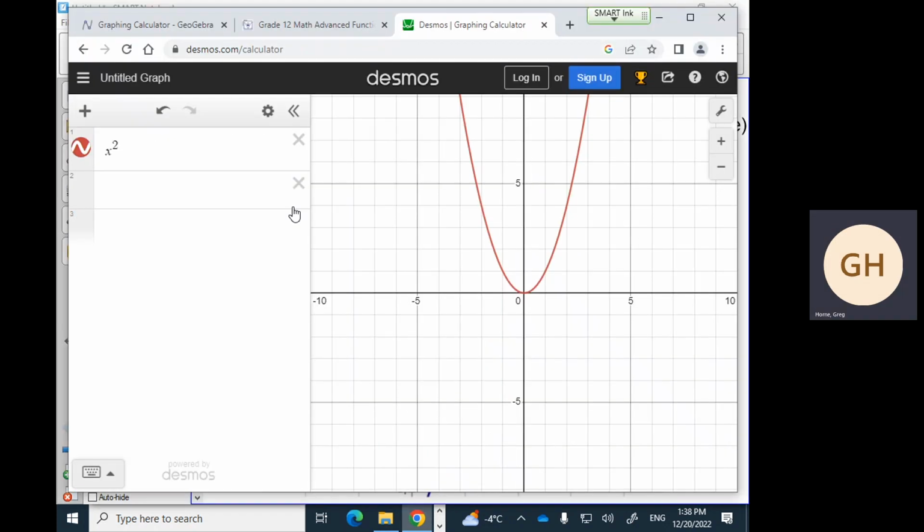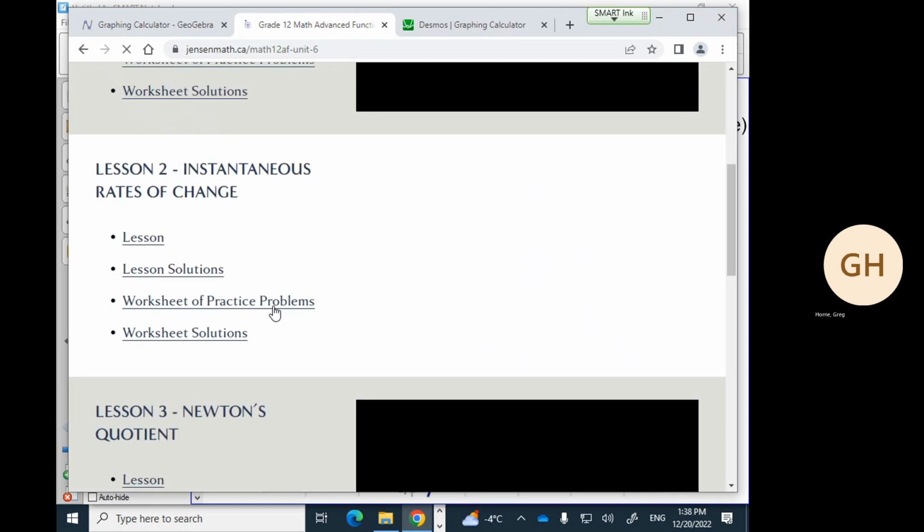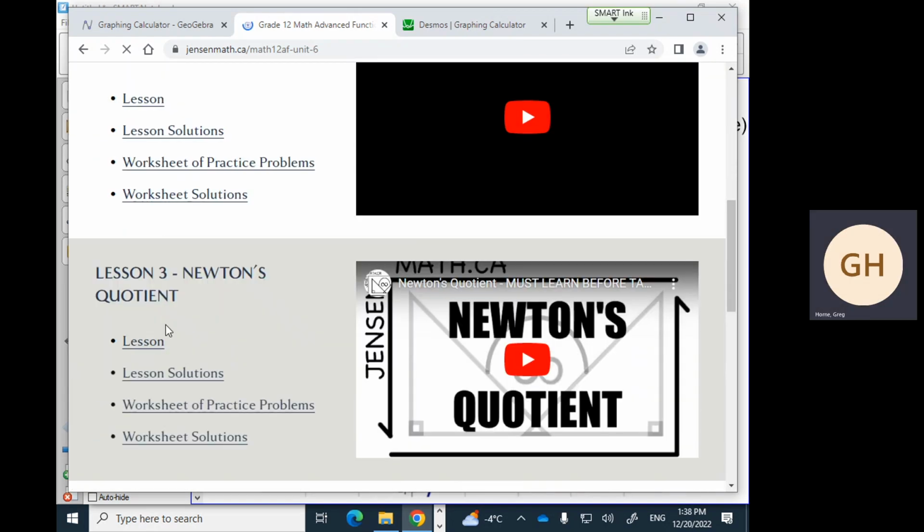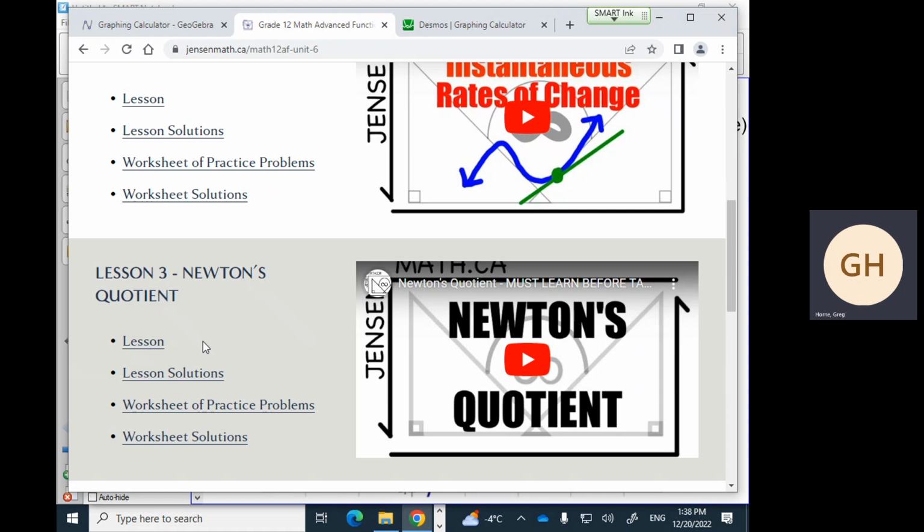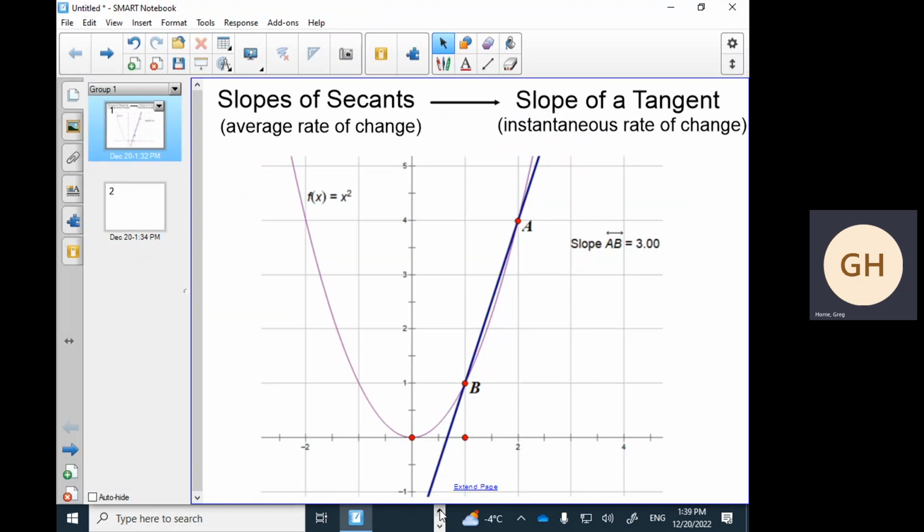So it's going to go to Jensen here briefly for you. So it's this one here, Newton's quotient, that I'm introducing. In the lesson, he does some more complicated functions than many might start out with. So I just want to show you a simpler version, and then you can see how it works for more complicated versions as well.